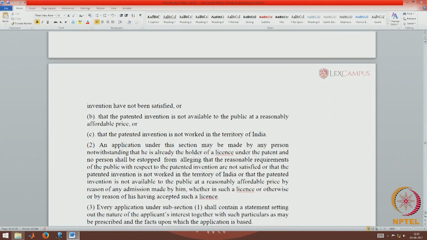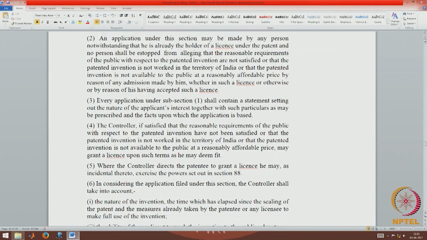Now, what happens when the application is made? Subsection 2 tells us that an application may be made by any person, notwithstanding that he is already a holder of a license under the patent, and no person shall be stopped from alleging that the reasonable requirements of the public with respect to the patented invention are not satisfied, or that the patented invention is not worked within the territory of India, or that the patented invention is not available to the public at an affordable price, the three grounds which we just discussed, by reason of any admission made by them, whether in such a license or otherwise, or by reason of him having accepted that license.